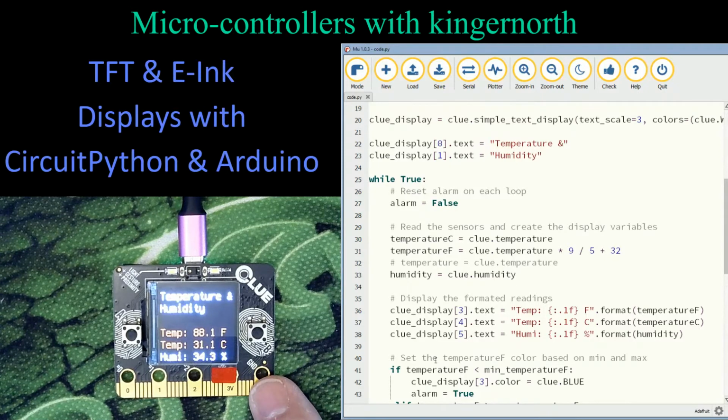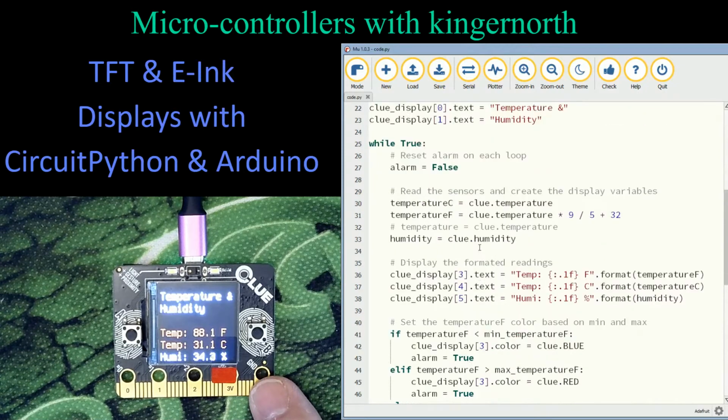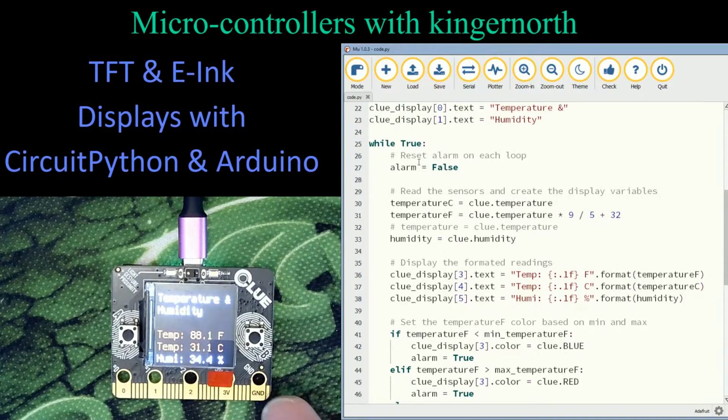And then here's my loop. So there's no other setup needed for this one. The rest of the loop is here. This is much, much shorter than the last program. What I'm saying here is reset alarm on each loop. Basically, I'm taking the alarm and I'm setting it to false.